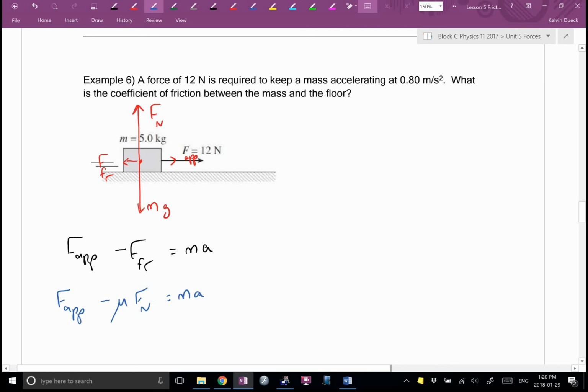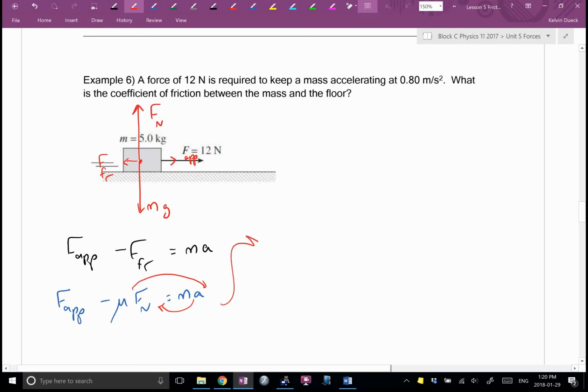All righty. What am I trying to find in this question? What symbol is that? Hey, what's mu? I don't know. What's mu with you? Okay. Look up. I want to get the mu by itself. What's right in front of the mu that I don't like? The negative. I'm going to do the swappy dance. I'm going to plus the mu FN to there, and I'm going to minus the ma to there at the same time. Is that okay?